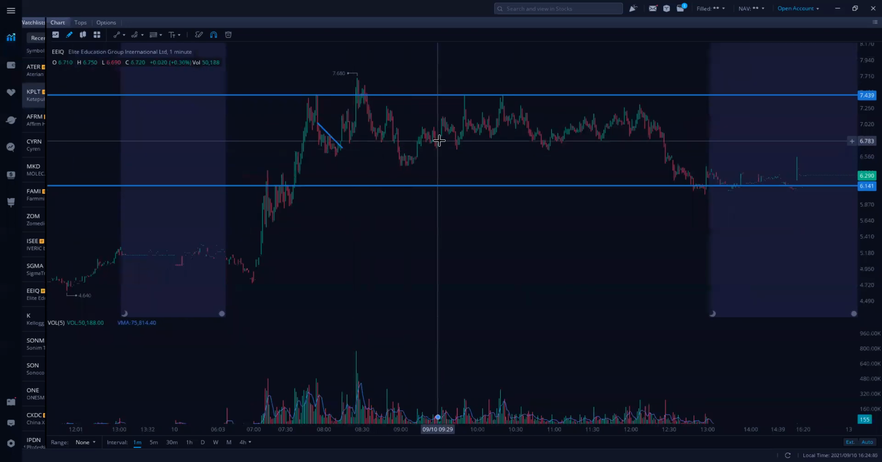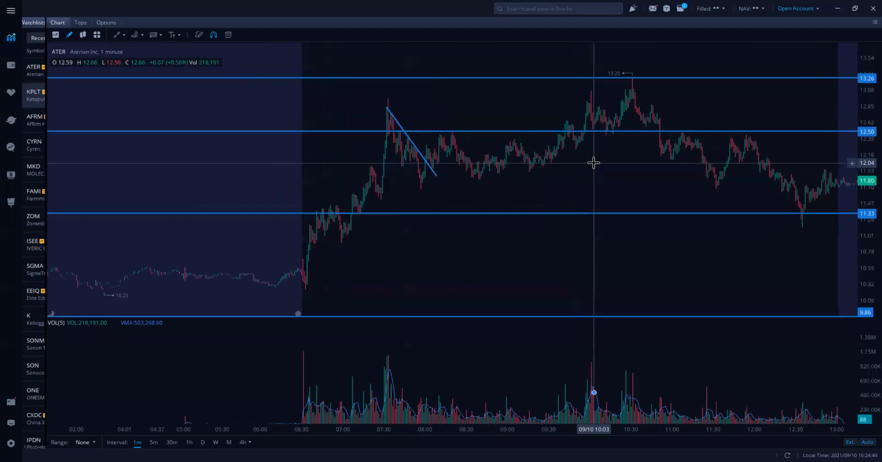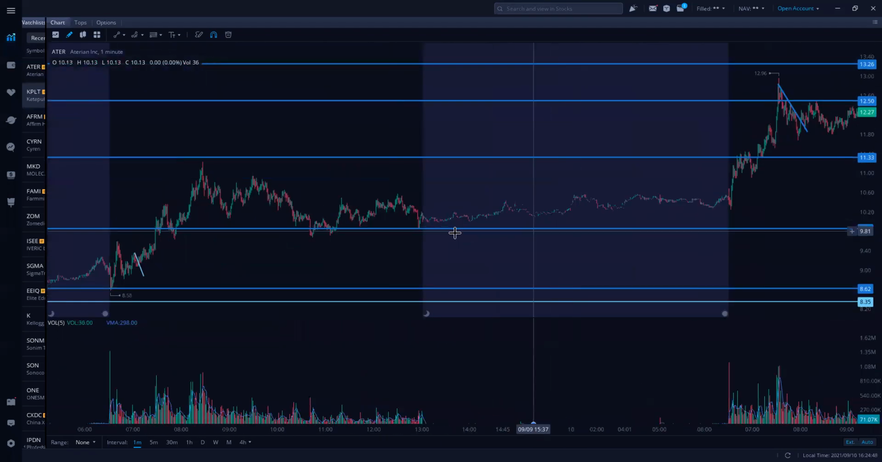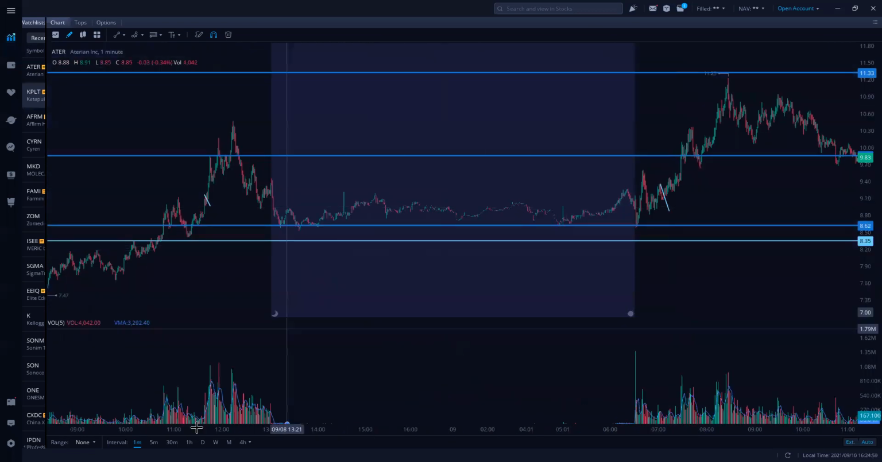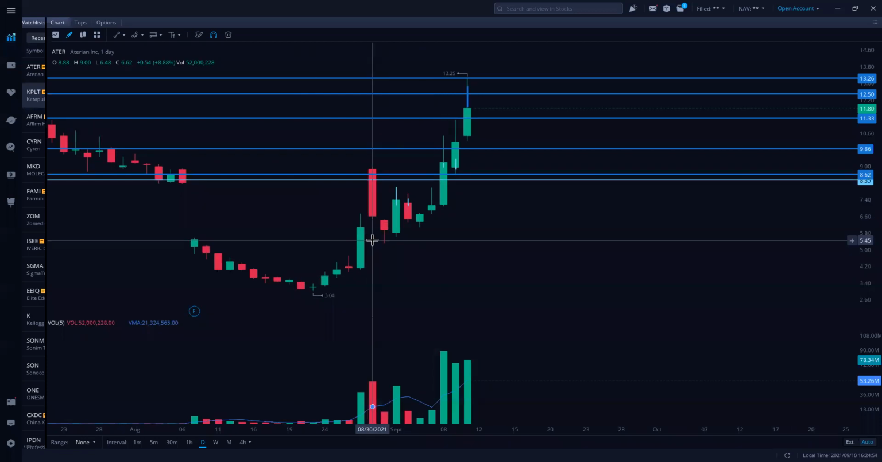We can do ATER. Have we gone over ATER? No, we haven't. Definitely haven't. So, okay, ATER has been running for the past like week, and you can just see when you look at this daily chart, all the way from $3 to $13.25 today.